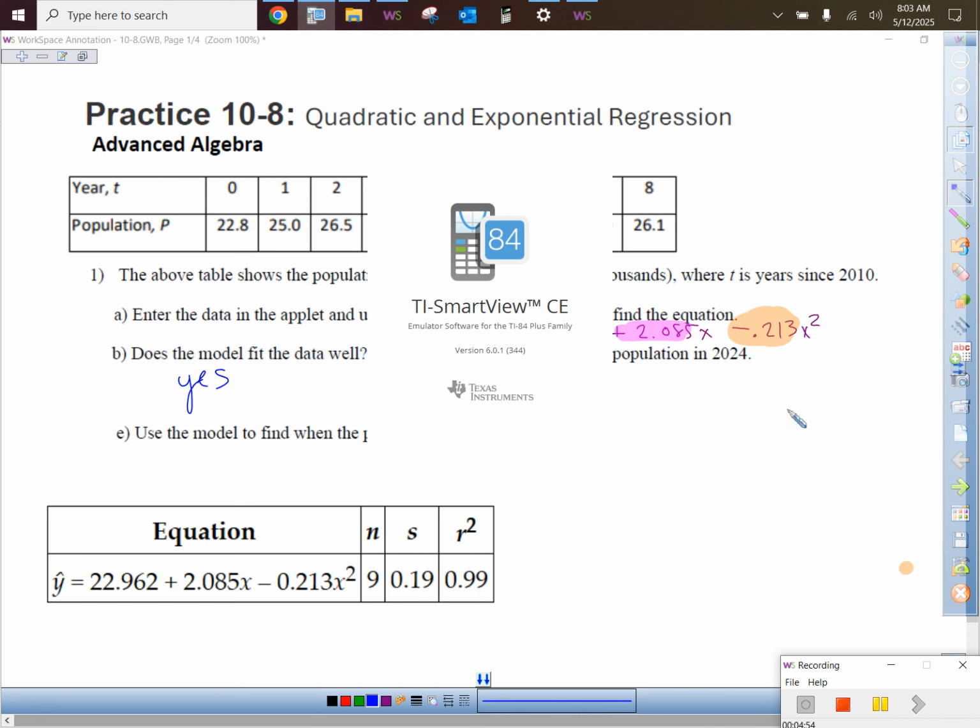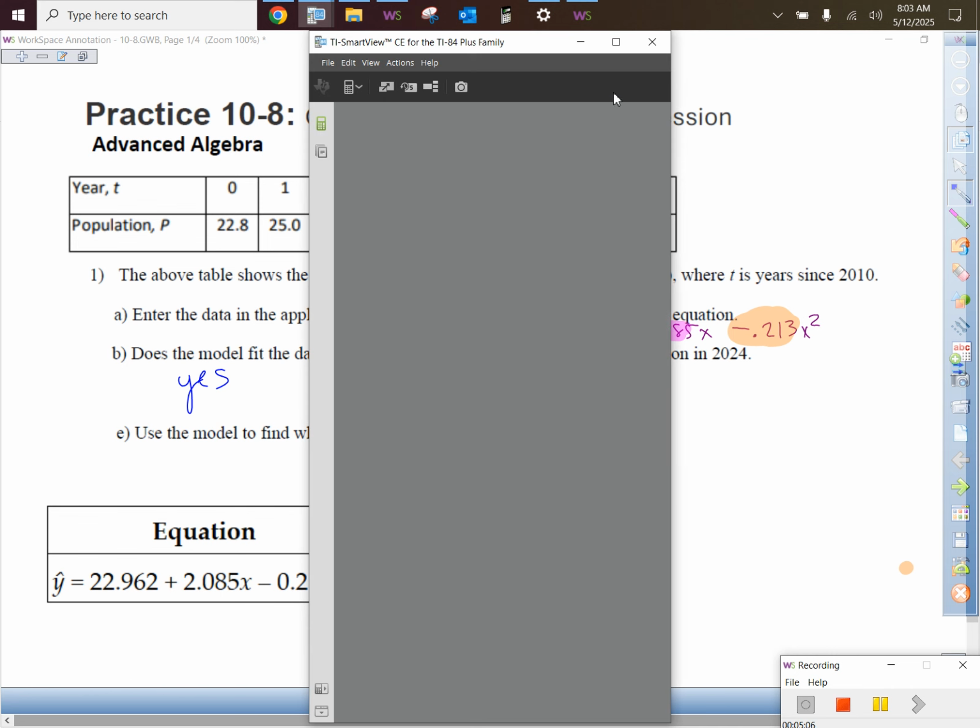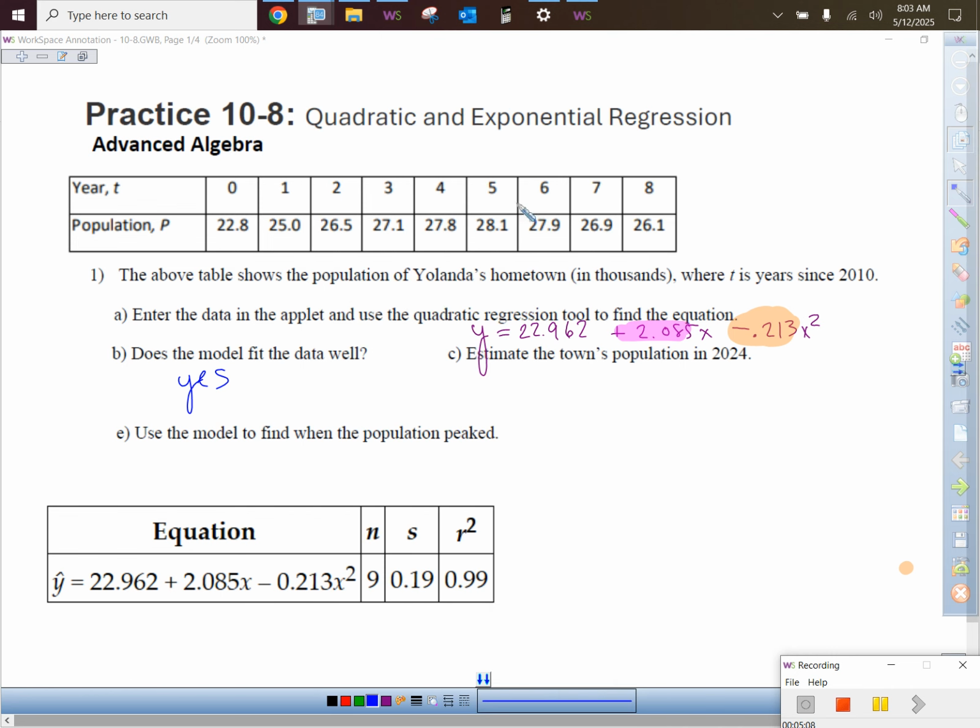Is 2024 a year or the population? That is a year. Should we put 2024 into this equation, or do we have to modify a little bit? What does X stand for, or T, I guess? Years since what? 2010. So what would we have to put in for X in this case? 14. Are you with me on that?